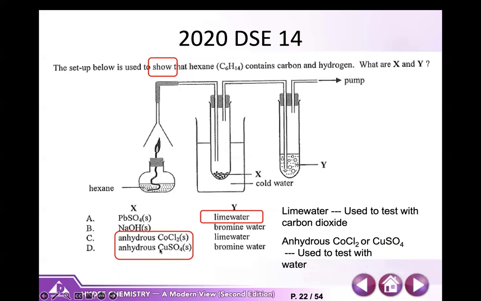If you use anhydrous copper(II) sulfate, then it will turn from white to blue. As a result, lime water is used to test the carbon dioxide, and the next one tests the water, so it should be answer C.